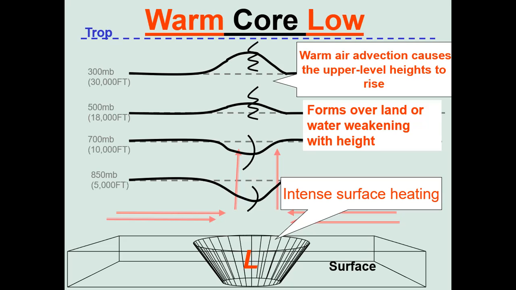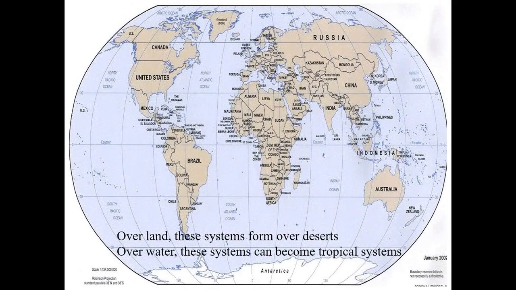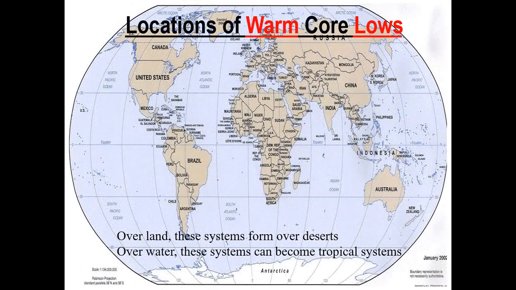Now, with a hurricane or tropical system, it's going to develop mainly from the warmth of the ocean water below. Those warm tropical waters act to create these warm core lows, and that's what happens there. Now let's take a look. Over land, these systems form over deserts.